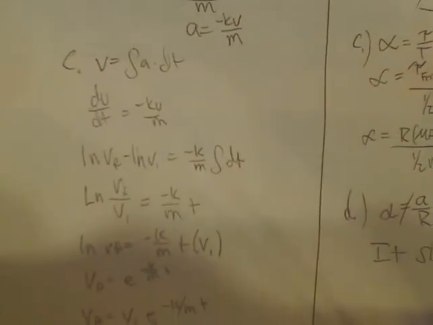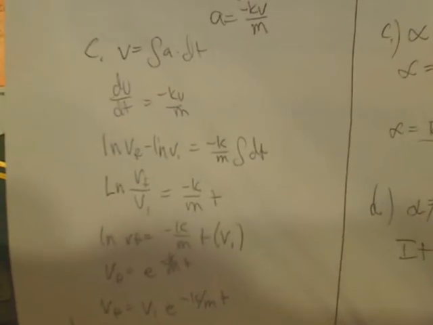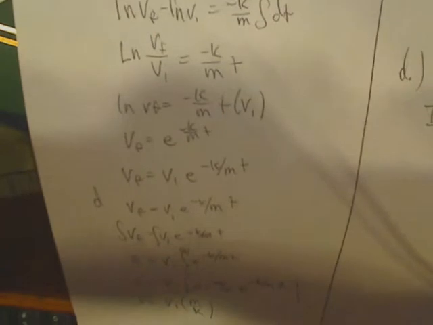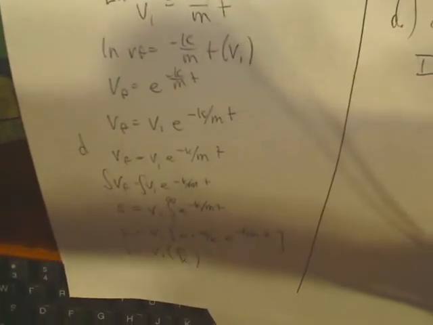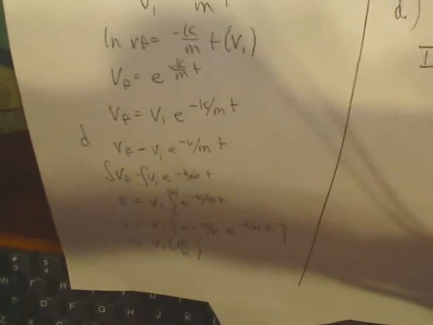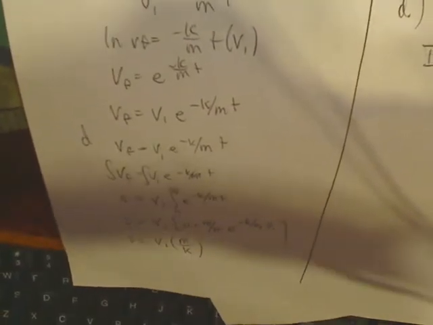C asks you for the velocity of the block as a function of time, so you do an integral. v equals the integral of a dt, so dv/dt equals negative kv over m. And then you just said you didn't want the algebra explained, so you end up with vf equals vi e to the negative k over m t. D then asks you to find the total distance, so you take the integral of that last equation, that vf equation, to find position. You end up with s equals vi times m over k.